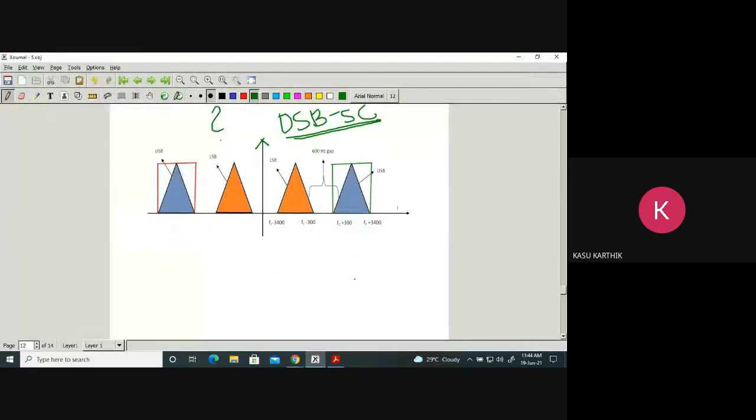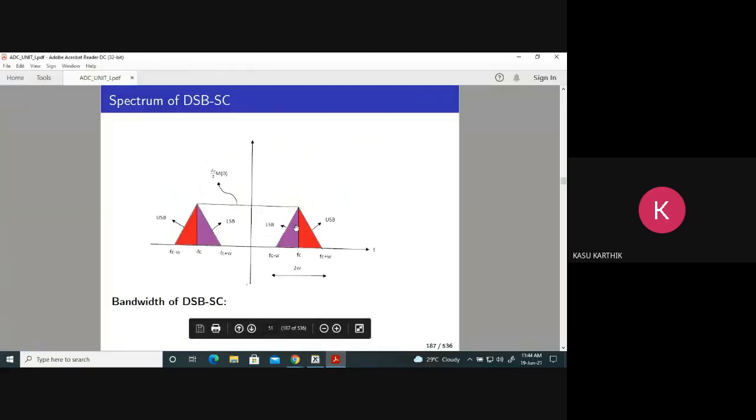The difference is that the upper sideband and lower sideband are separated here. They are not touching each other. They have a gap of 600 Hz. But here, we don't have any gap. They are touching each other.